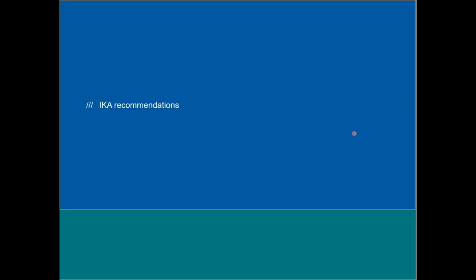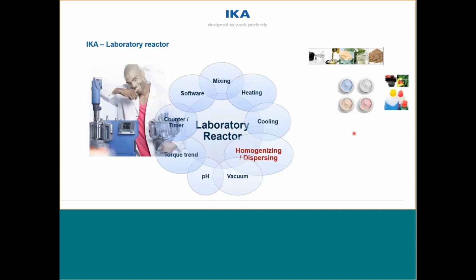So this is the reason why IKA recommends lab reactors for the formulation chemist, because one reactor system can do all the mixing, heating, cooling, homogenizing, vacuum control to remove bubbles, pH monitoring, and torque time measurement. Torque time measurement can give you an indication when your sample viscosity has changed. You also have timer and counter functions. And if you would like reproducible results, you can also use the software to control all these parameters, and the results can be documented by using the software.